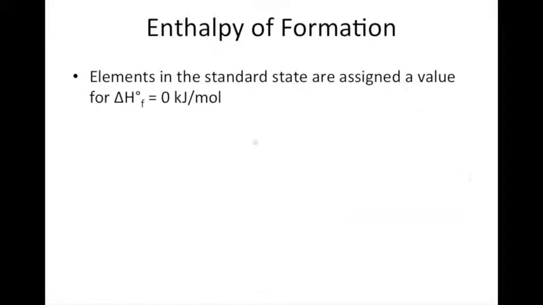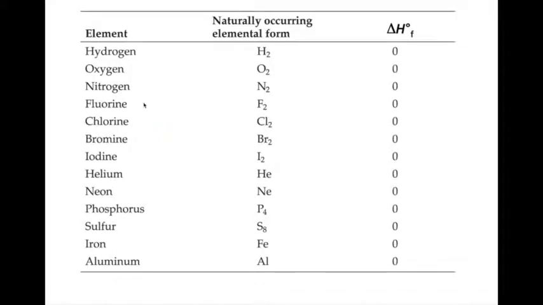One other thing that we need to note before we go on is that elements in their standard elemental state are assigned a delta H of formation of 0 kilojoules per mole. So for example, here's a list of a few substances in their naturally occurring most stable elemental form. Hydrogen exists as H2, oxygen is O2. So most gases, as you can see, are in the diatomic state. And so their delta H of formations are assigned a value of 0.